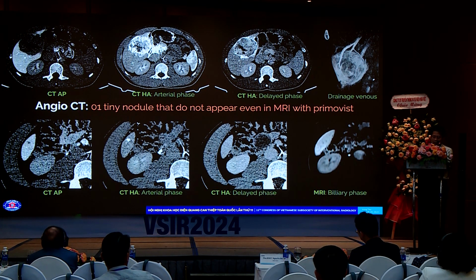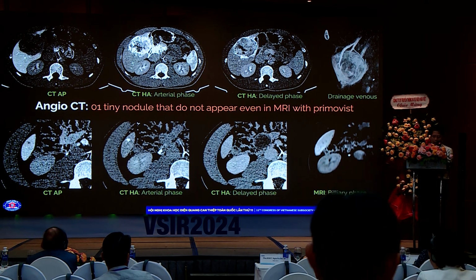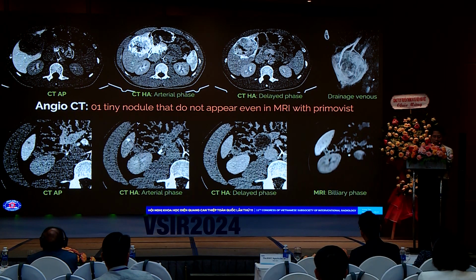But besides that, there is a very small, tiny nodule in segment 6 that has the typical features of HCC, and the special thing here is that this nodule does not appear at all on MRI. Even on the MRI with the previous and the subsequent images, there is nothing.